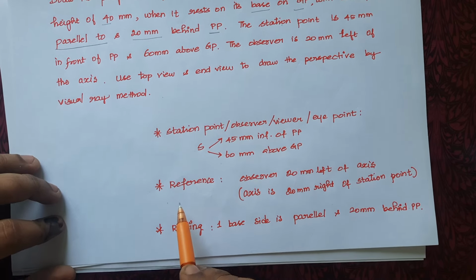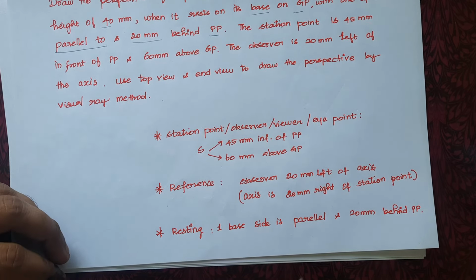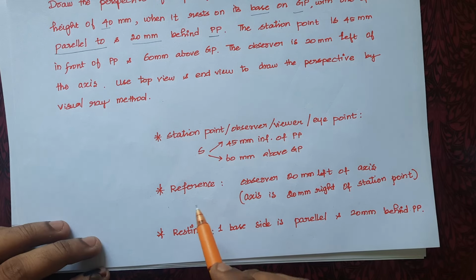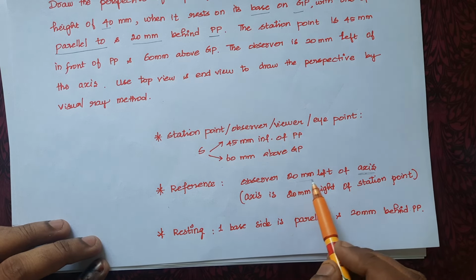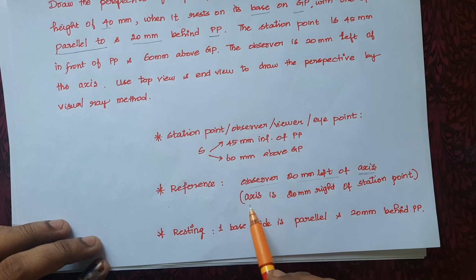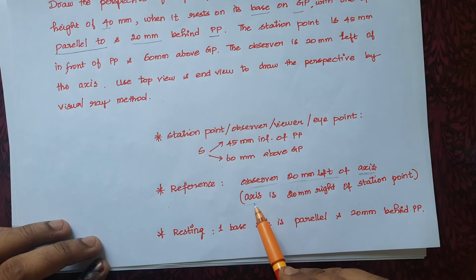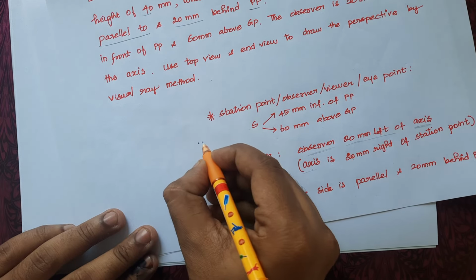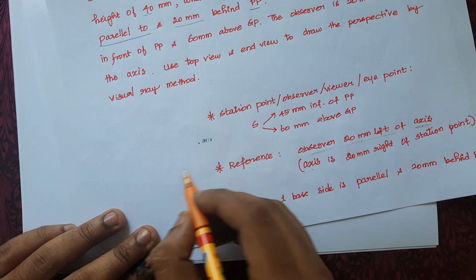And the second thing is the reference. They should mention a point or a line of the solid which is related to the station point. So they have mentioned here the axis of the solid, that is the reference actually. The axis of the solid is 20 mm left to the station point. So the observer is 20 mm left to the axis. So that means the axis is 20 mm right of the station point. Let me say here, this is the axis point. The axis point is on the right side of the station point.